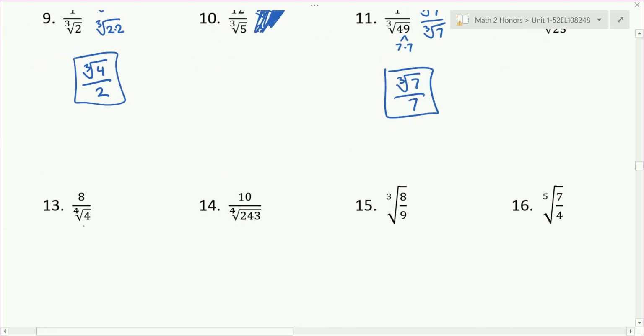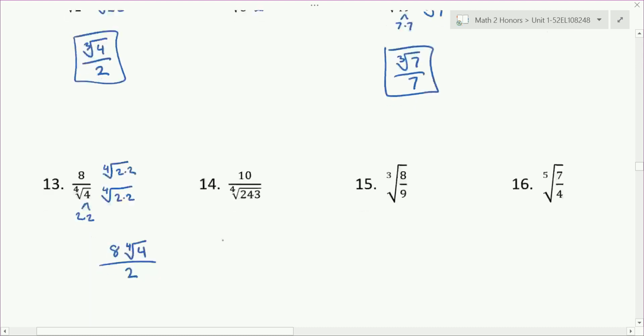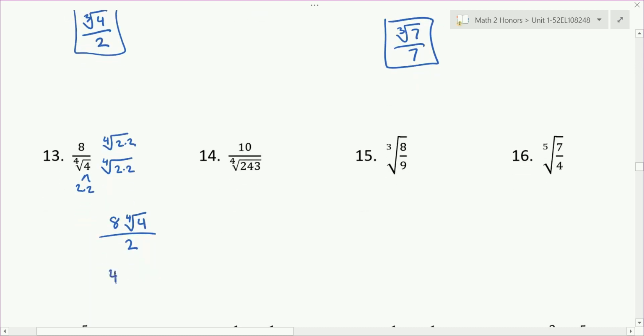13, 4 is 2 times 2. So I'm going to multiply by the 4th root. I need 2 more 2's, so 4th root of 2 times 2. And I end up with 8 times the 4th root of 4 in the numerator, all over 2. We can reduce that though. 8 divided by 2 is 4. I am allowed to divide those two, and I'm left with the 4th root of 4 after that. So 4 times the 4th root of 4. Lots of 4's.